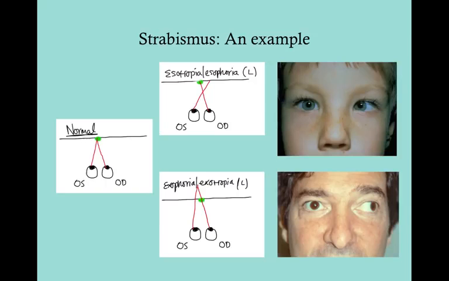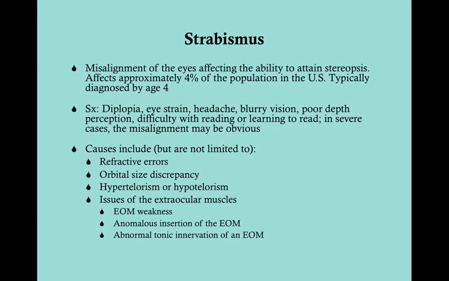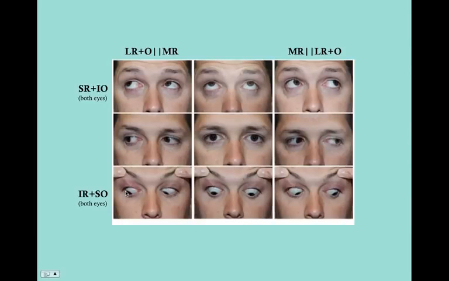And it's all because the eyes are out of alignment, and there are various reasons that the eyes can be out of alignment. Like I said, refractive errors, orbital size discrepancy, hyper or hypotelorism, and issues regarding the extraocular muscles and their strength or lack of strength.